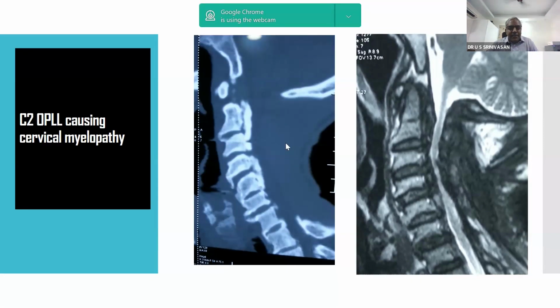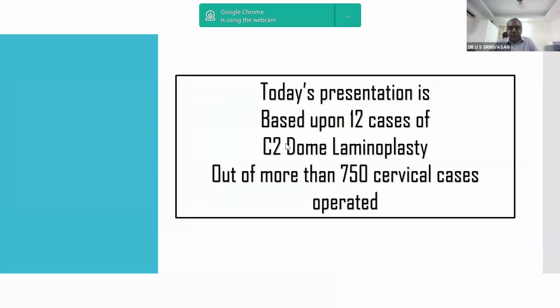Later, 15 years before, I accidentally came across a chapter written by David Bradford in Masters in Spinal Surgery, which changed my idea of dealing with the C2 lesions which are anteriorly placed. Today's presentation is based upon 12 cases of C2 Dome Laminoplasty out of more than 750 cervical cases I have operated.